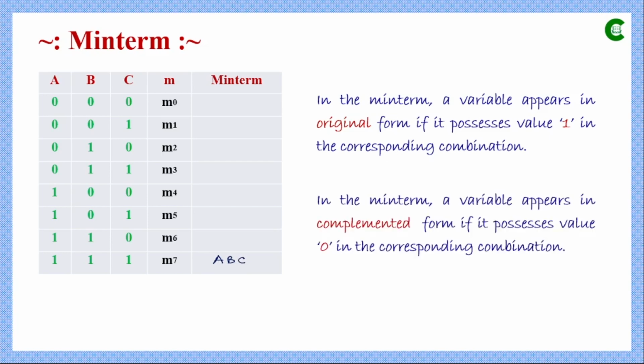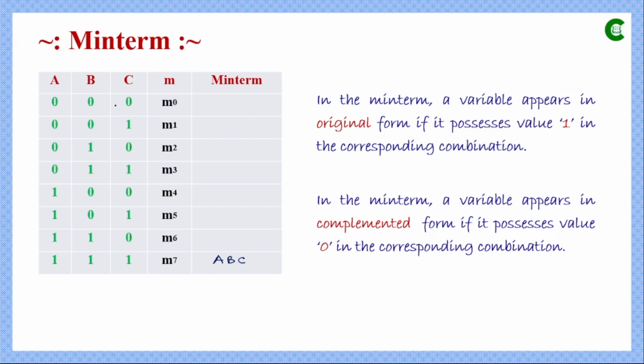And the other rule is, in the minterm, a variable appears in the complemented form if it possesses value 0 in the corresponding combination. That means, on the other hand, if the variable possesses value 0, then in the minterm it will be in complemented form. So here, in the first combination, as we can see, all the logical variables have 0.